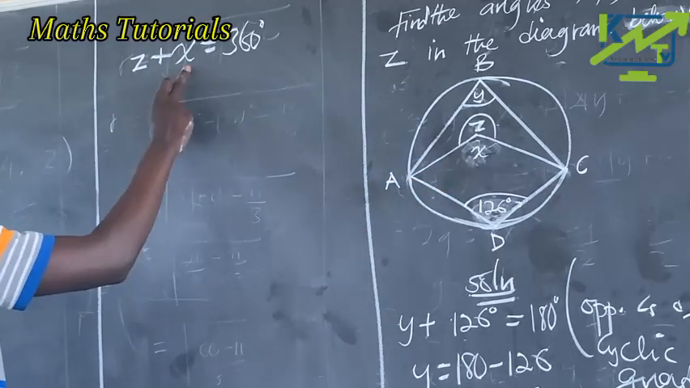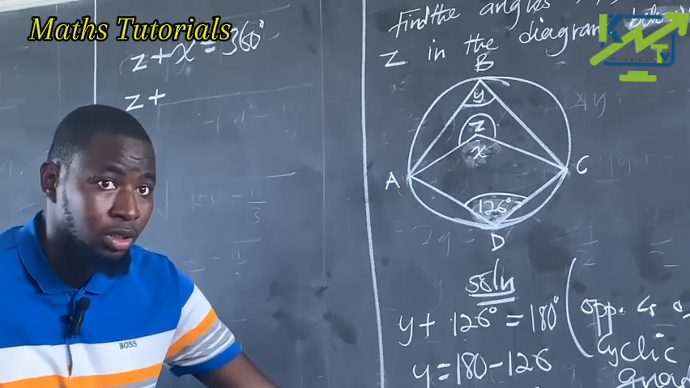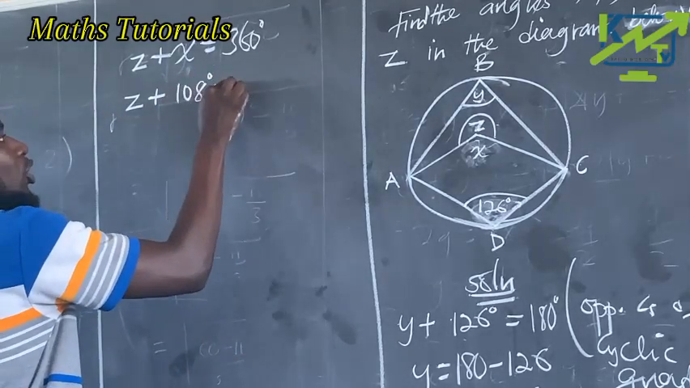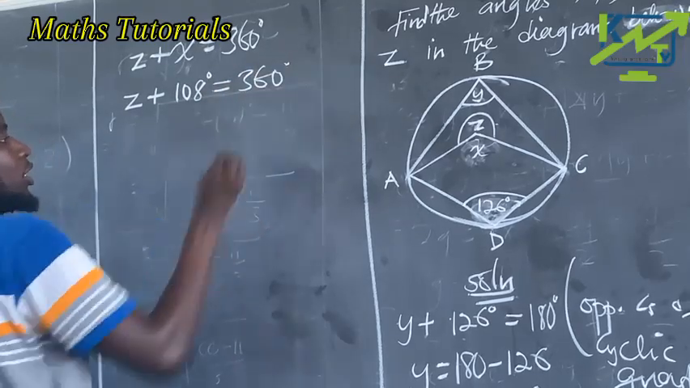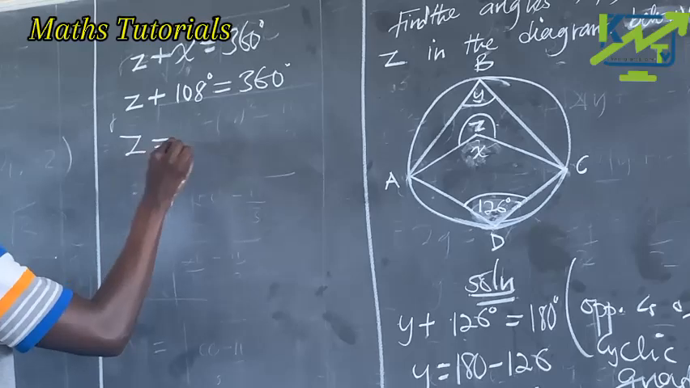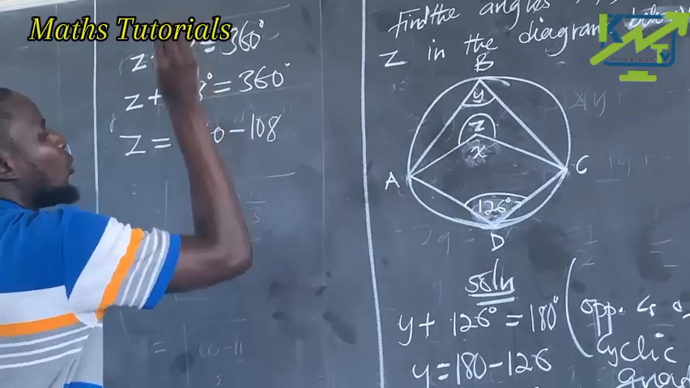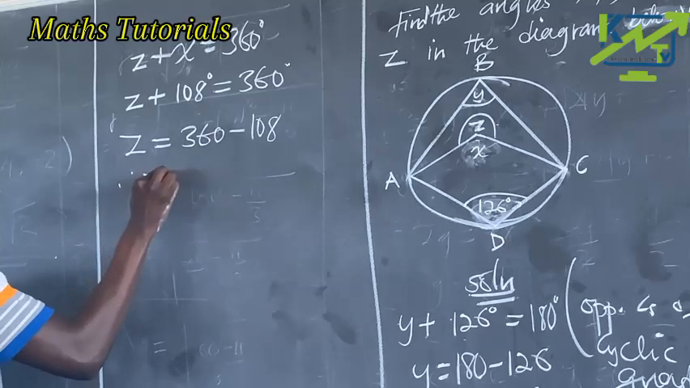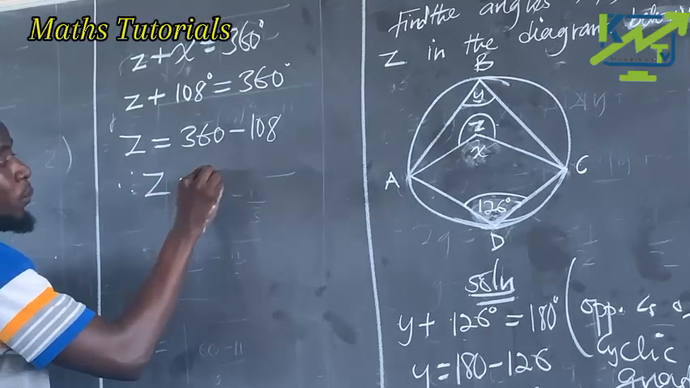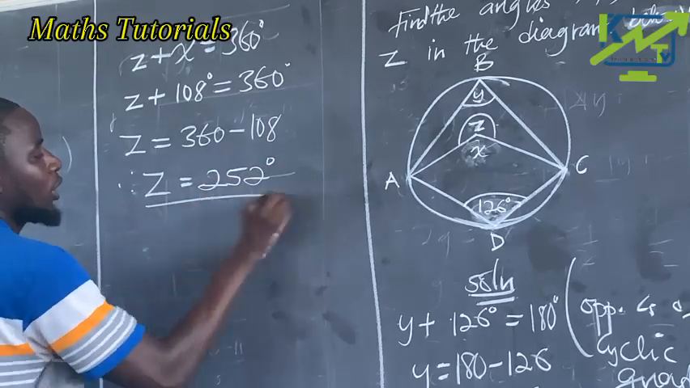So I already know my x. My z is going to be equal to, what is our x? 108. So z plus 108 degrees is going to be equal to 360 degrees. Now my z is going to be equal to 360 minus 108. So therefore your z is going to be equal to 252 degrees. So this is our z.